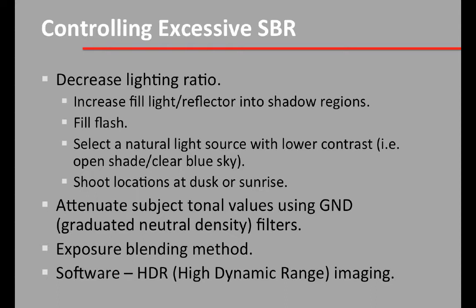If we're shooting outdoors or on location, we can use a technique called fill flash. We use a portable flash as an extra light to fill in those shadows and reduce the subject brightness range. Because remember, subject brightness range is a combination of the tonal contrast of the subject and the contrast of the light. So by introducing more light, you're reducing the shadows.